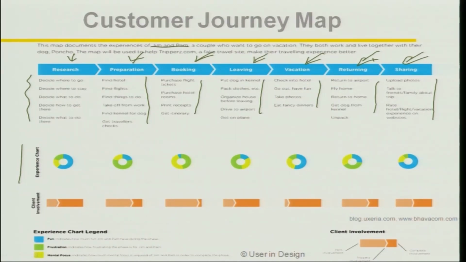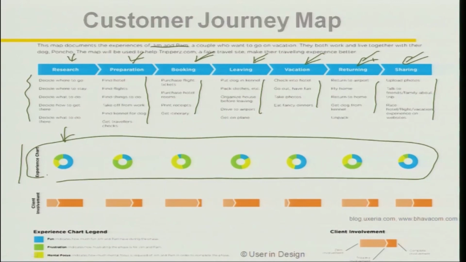There's an experience chart. The blues are telling you the fun that they had, greens are telling you the frustrations that they went through, and the yellow is telling you the mental focus, the mental load that they went through. So each of these phases, through this plotting, you can see which ones had the most blues, which ones had the most greens, the frustrations, and which ones had the most yellows.